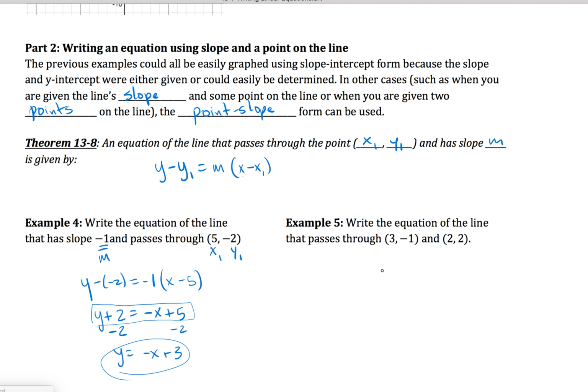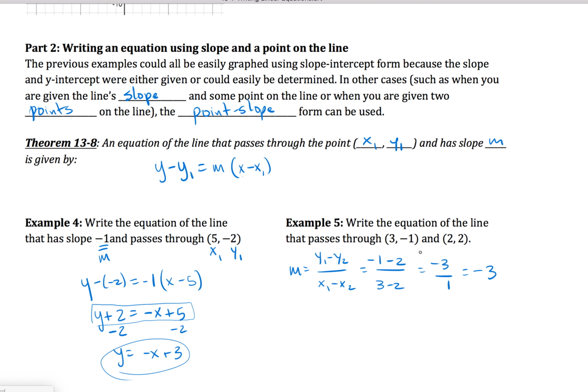I'm given 2 points, right? Not the slope. But like we've kind of figured out already, I can figure out that slope pretty easily by doing y1 minus y2 over x1 minus x2. So that would be negative 1 minus 2, y1 minus y2, over 3 minus 2, because that's x1 minus x2. So that would be negative 3 over 1, which we can write as a fraction, but we don't need to. We can just write that as negative 3 if we want.